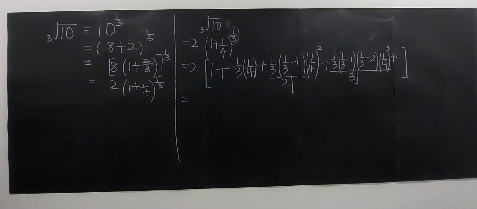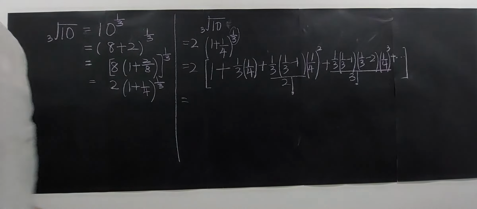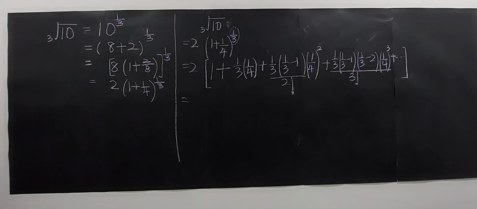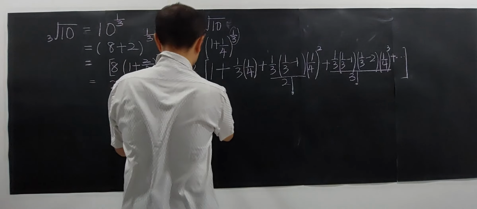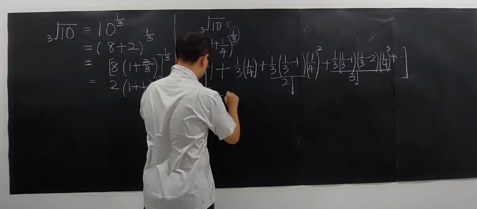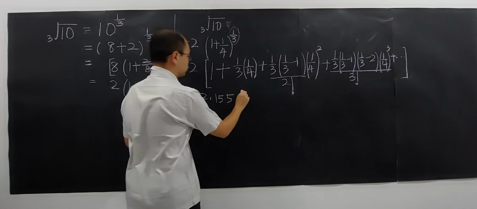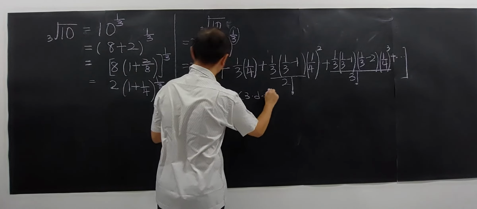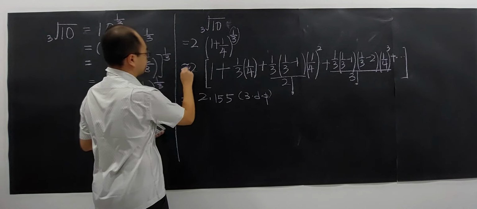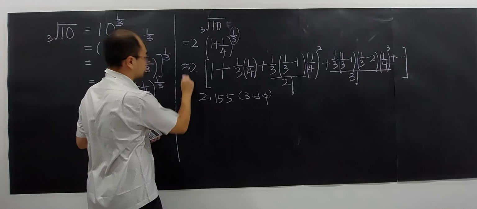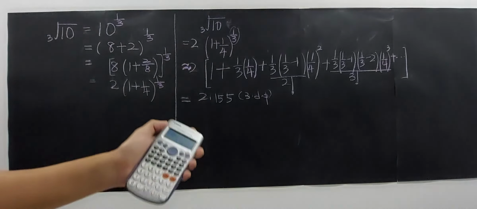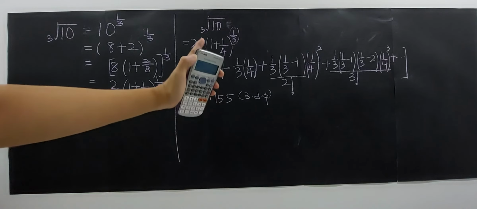After evaluating by using a calculator, I'm getting the value of 2.155 in 3 decimal places. So this is the approximate value. After expansion, I can say that this is actually an approximate value, because this expansion is infinite. So it doesn't matter, this is the approximate value for this cube root.